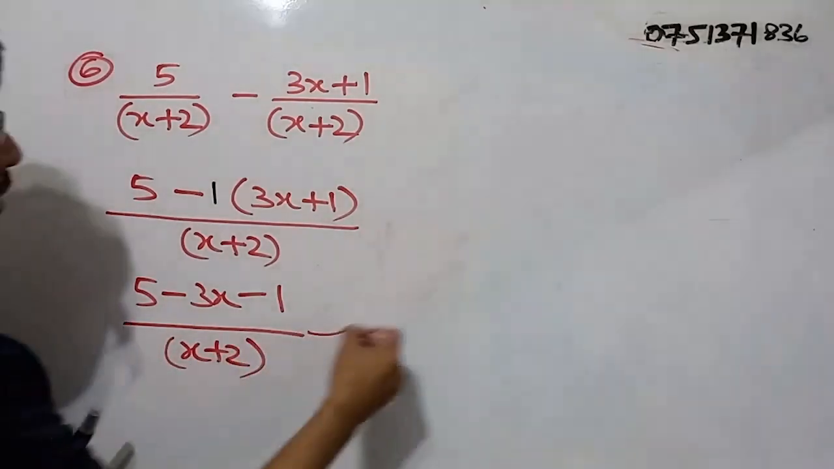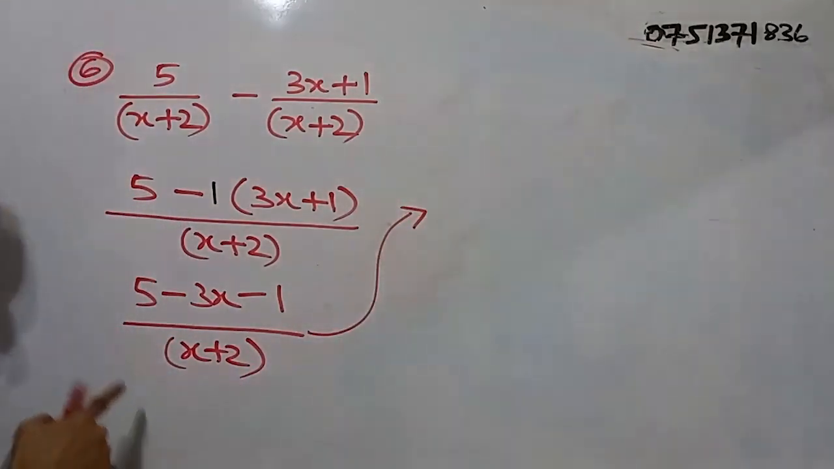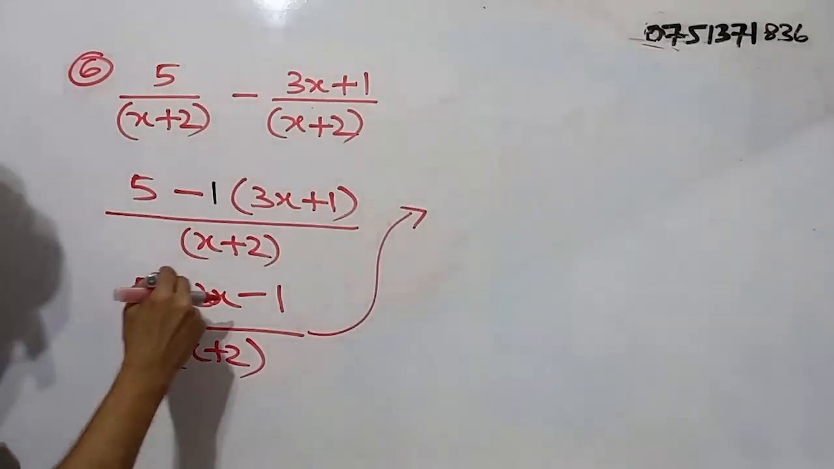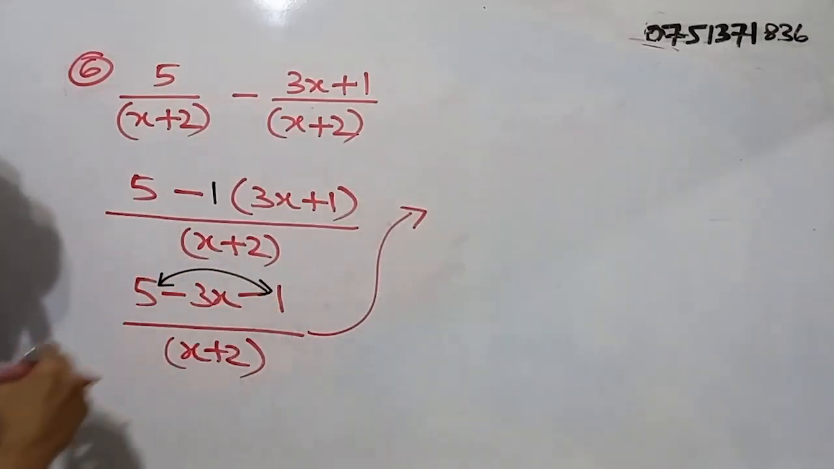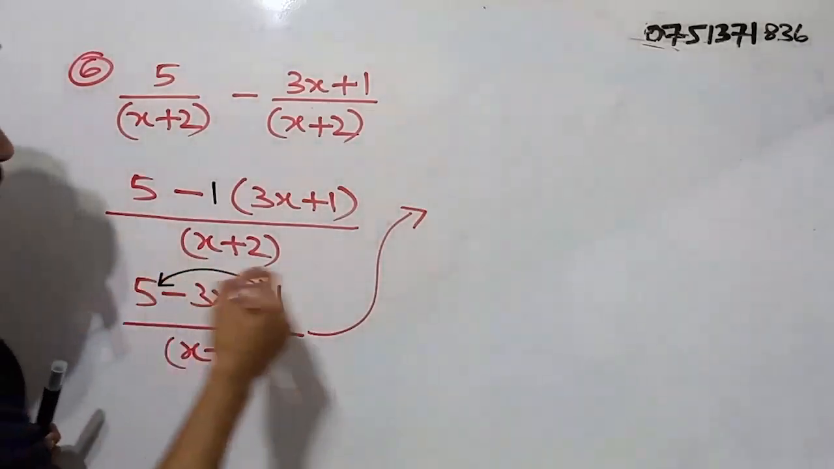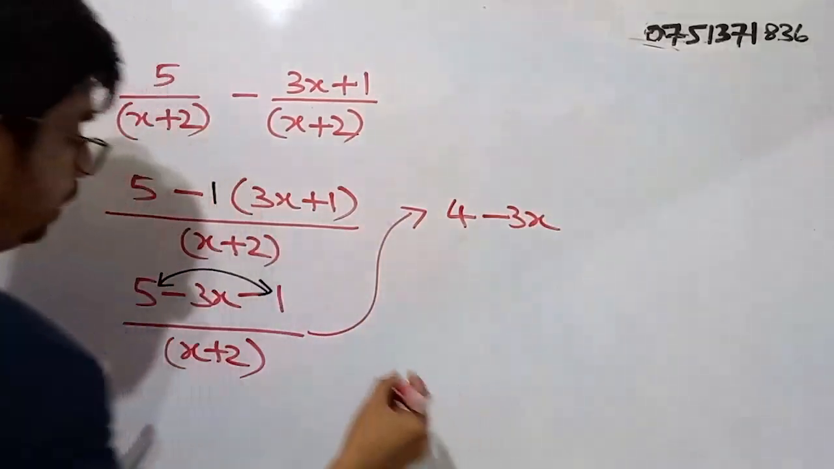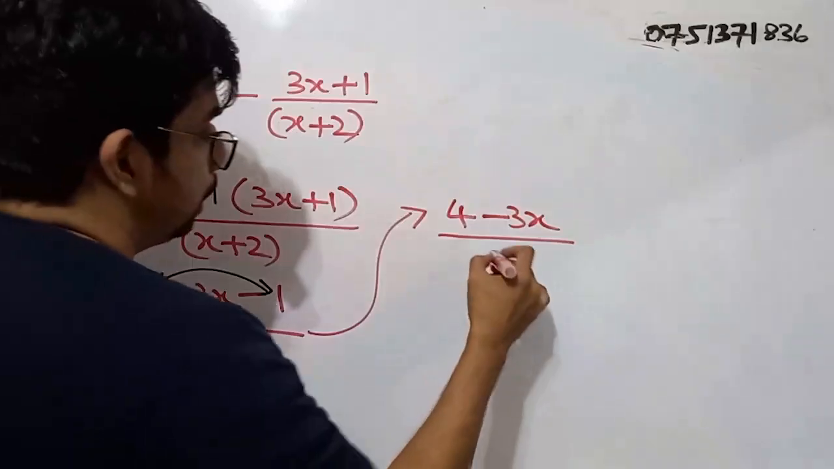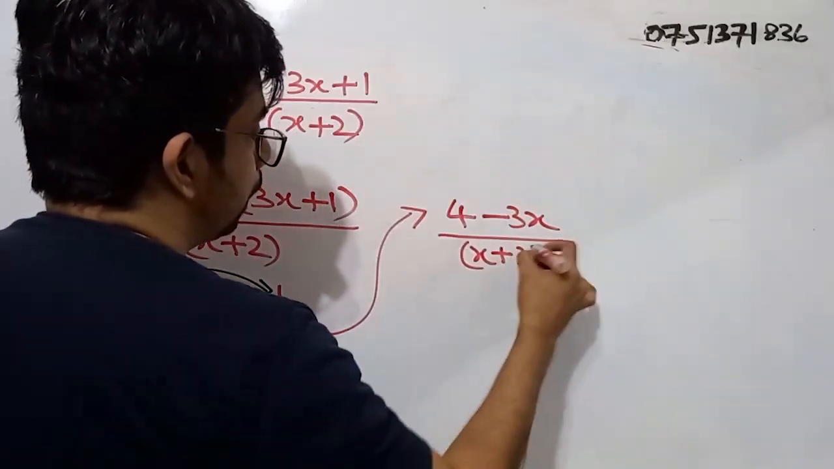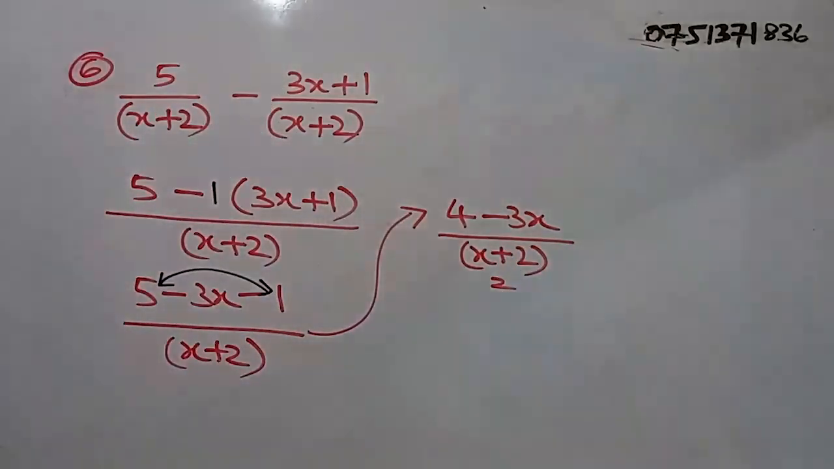Right? So I will continue over here. So here we can simplify these two. That means what? 5 minus 1. 5 minus 1 means 4 minus 3x. Entire expression divided by x plus 2. So that will be the answer.